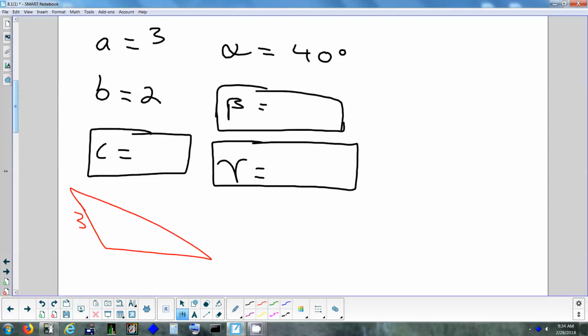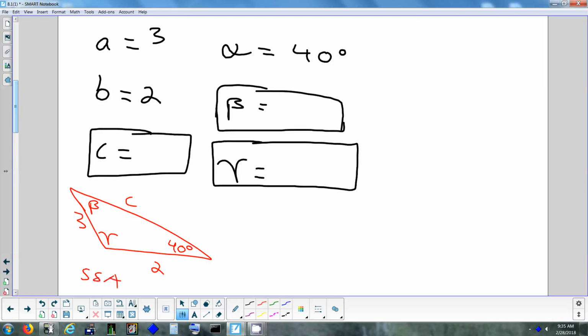A is 3. So that means alpha is across. B is 2. Beta we don't know. C we don't know. Gamma we don't know. Okay, what type is this one? Using the A's and S's, yeah, it's SSA, side, side, angle.